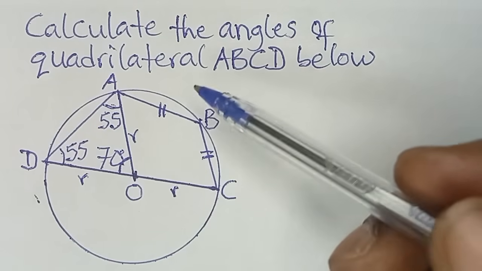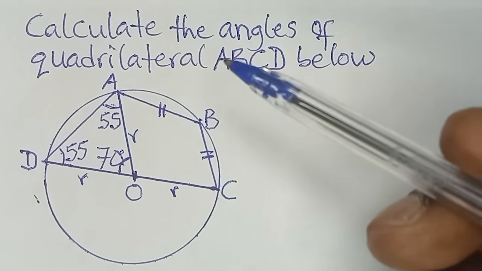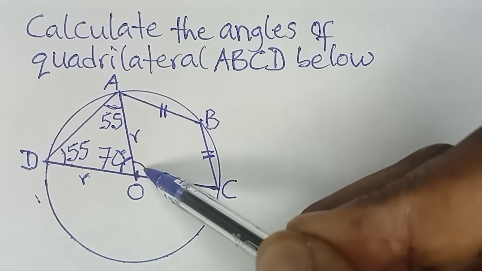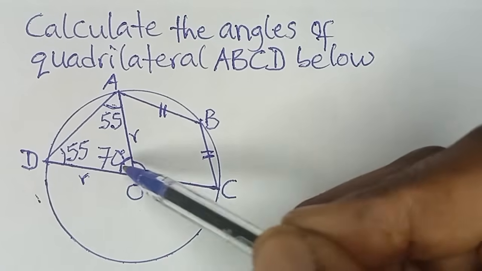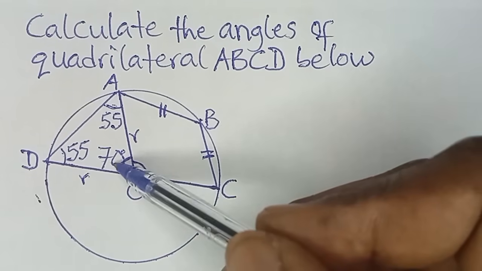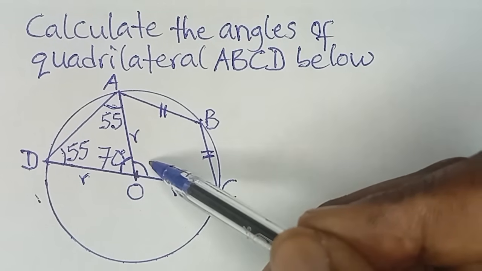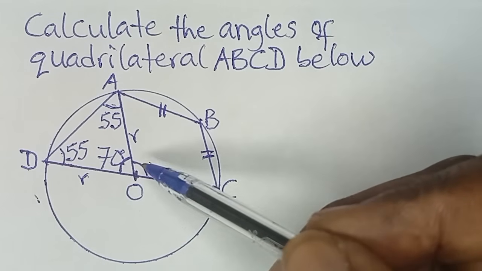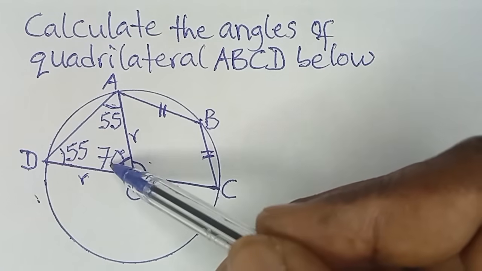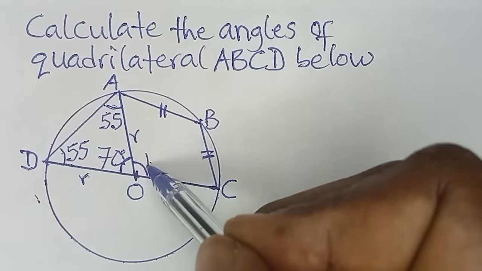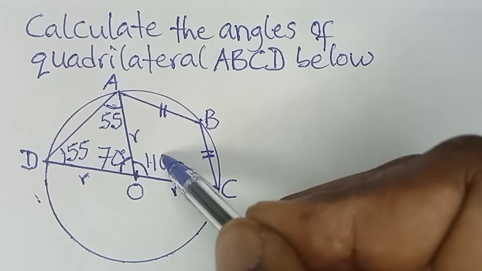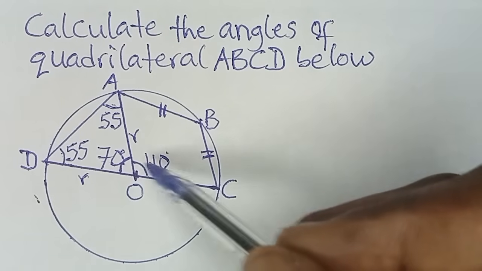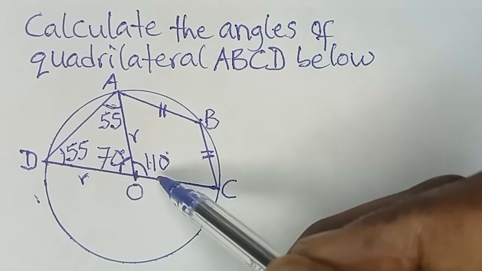Now that we have established that, the next thing we can simply do here is to look at this line here. This is a straight line. If this is 70, we can establish this angle here because the sum of angles on a straight line is 180. So 180 minus 70 will give us 110 degrees. So 110 plus 70 is 180.